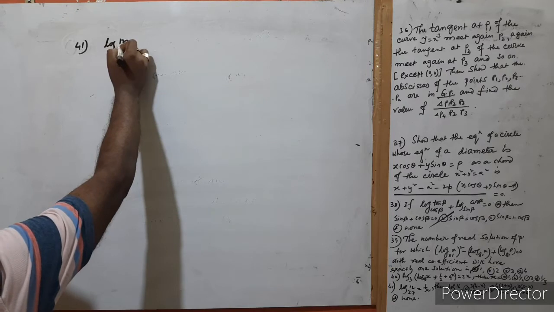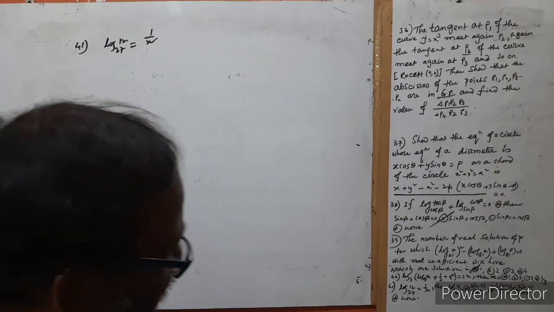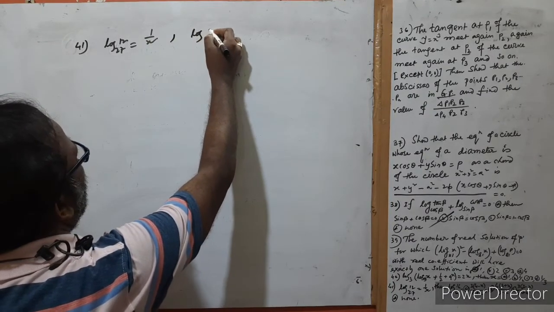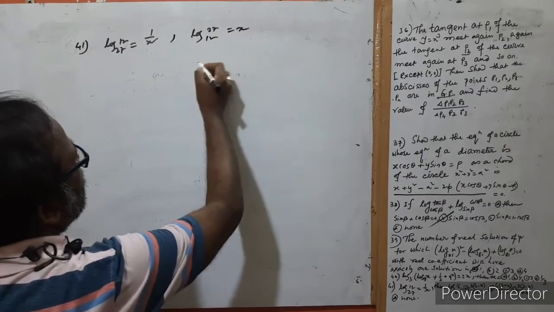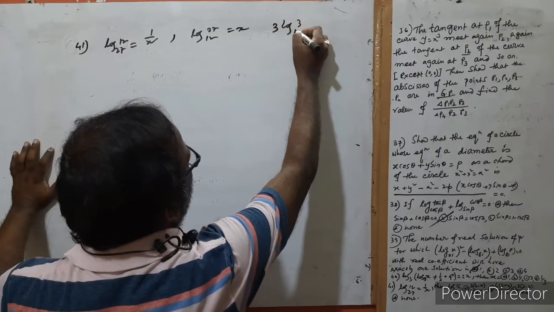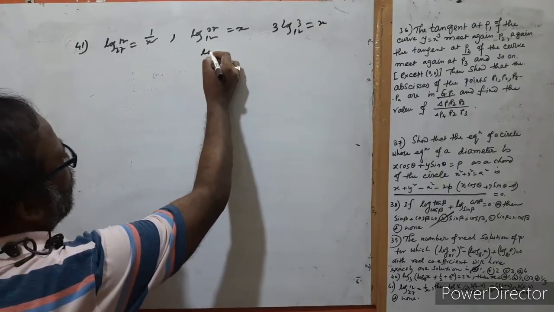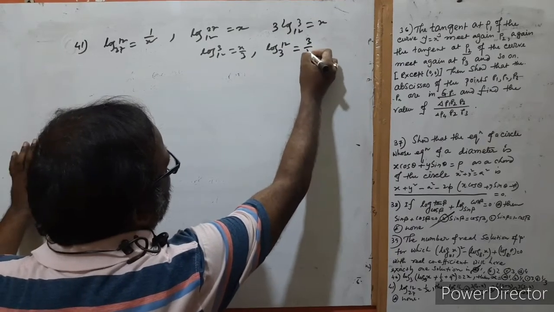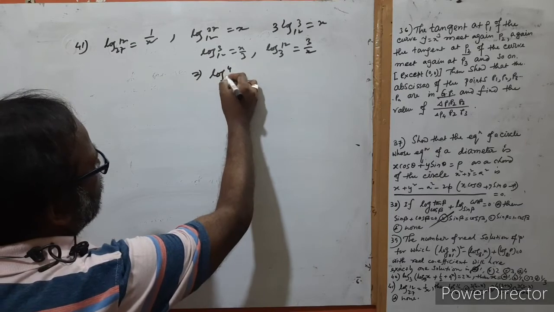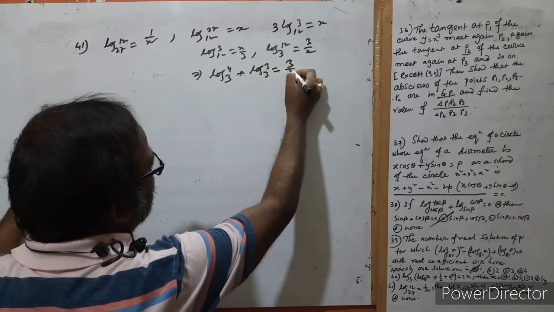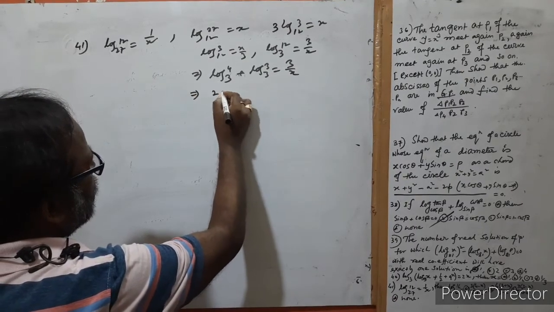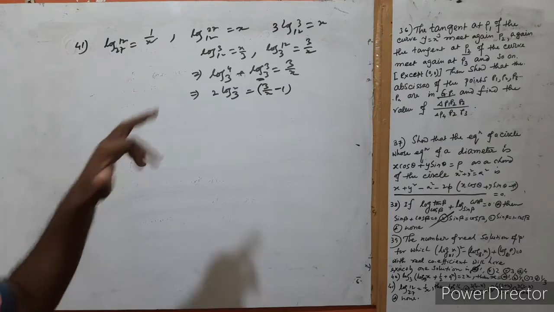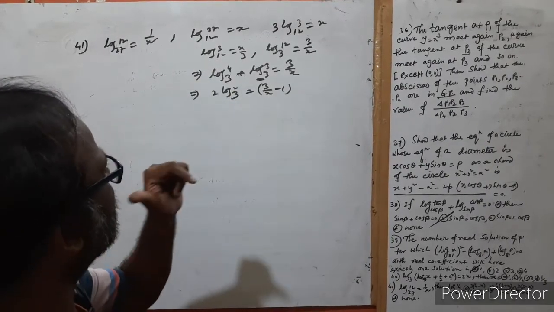Given that log 12 base 27 is equal to 1 by x, we have to find the value of log 16 base 6. For that, see here log 27 base 12, these are changes. This is then equal to x, and 27 is 3 cube. So 3 log 3 base 12 is equal to x. So log 3 base 12 is equal to x by 3. Then log 12 base 3, we can write here as 3 by x. So from that, log 12 base 3 is log 4 base 3 plus log 3 base 3, which is 3 by x. So this is 2 log 2 base 3 plus 1 equals 3 by x, so 3 by x minus 1.